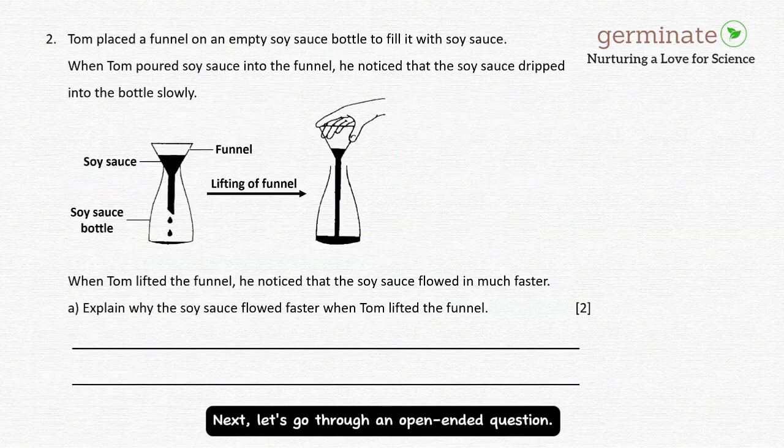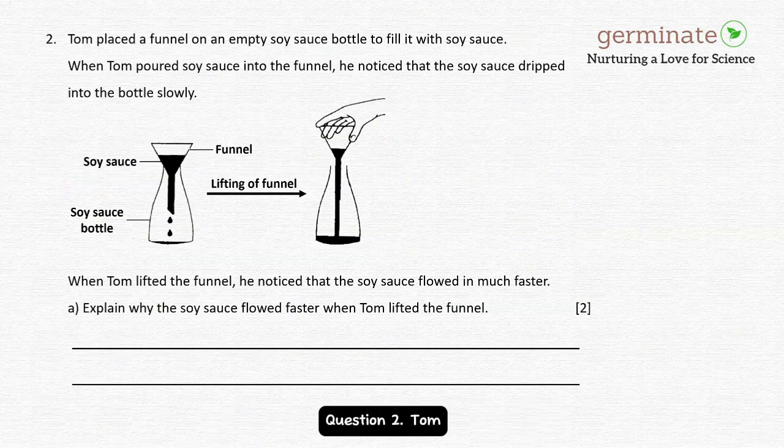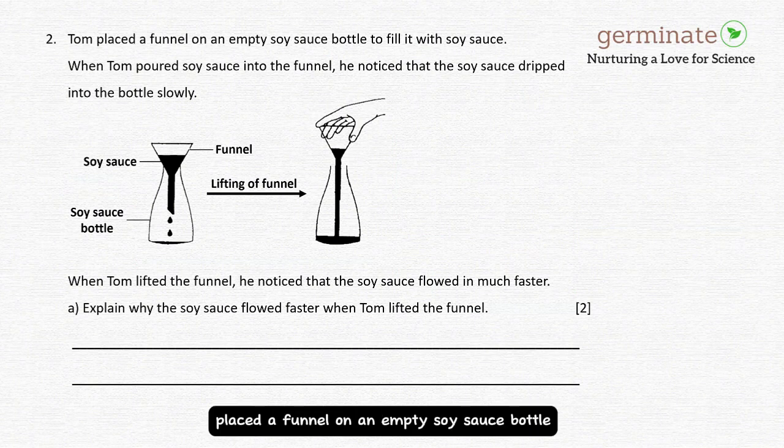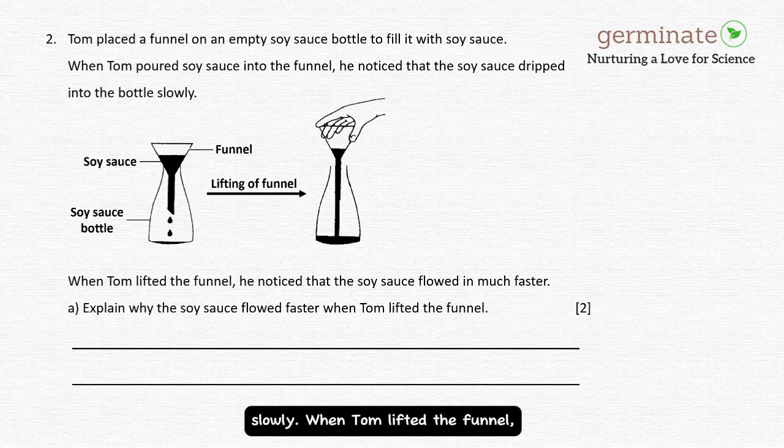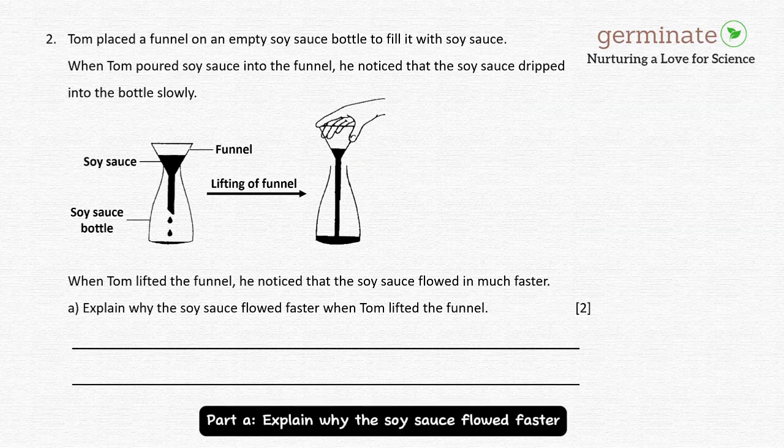Next, let's go through an open-ended question. Question 2. Tom placed a funnel on an empty soy sauce bottle to fill it with soy sauce. When Tom poured soy sauce into the funnel, he noticed that the soy sauce dripped into the bottle slowly. When Tom lifted the funnel, he noticed that the soy sauce flowed in much faster. Part A. Explain why the soy sauce flowed faster when Tom lifted the funnel.